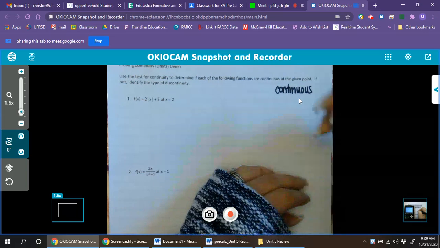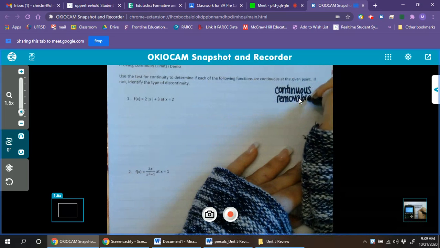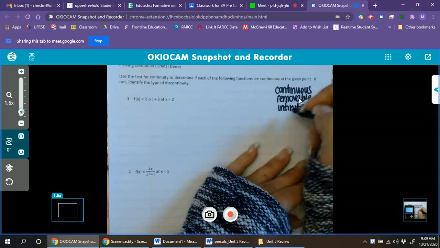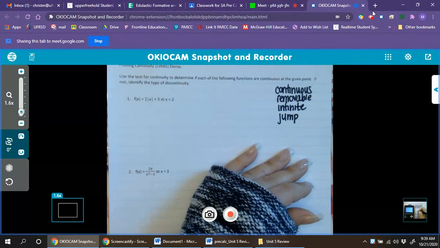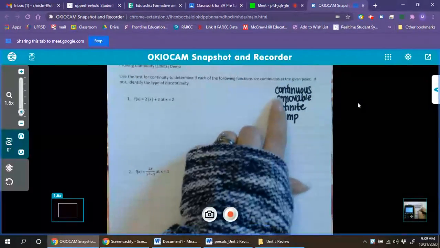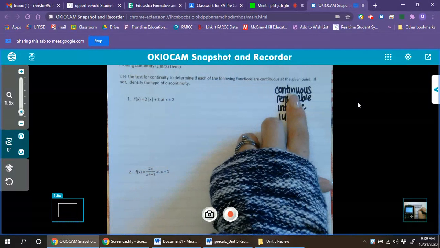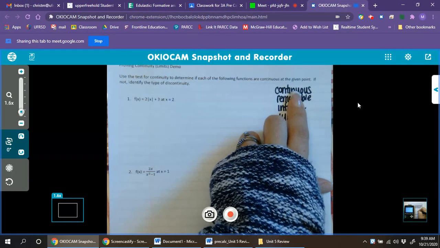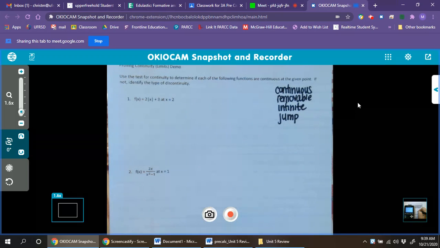No, just me again. Okay, there's removable, infinite, and jump. Okay, so we're going to need those classifications today. So these are the things we're really ultimately trying to prove continuous, but if that fails, then we're going to default to these other 3 and pick one of those.